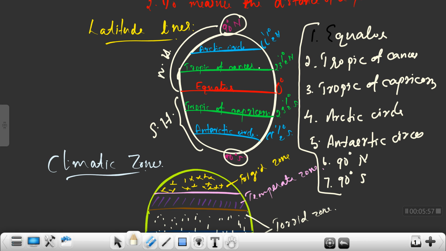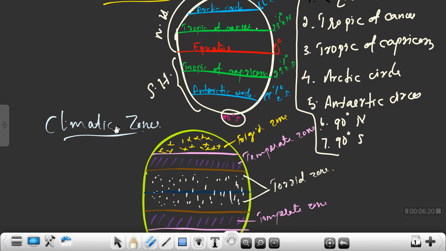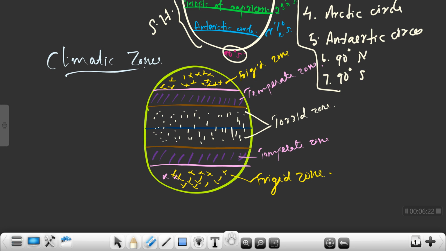The equator runs midway between the poles and divides the earth into two equal hemispheres, known as the northern hemisphere and southern hemisphere. Related to these different latitude lines, the whole earth is divided into different climatic zones. Which are the important climatic zones? Generally, there are three important zones.